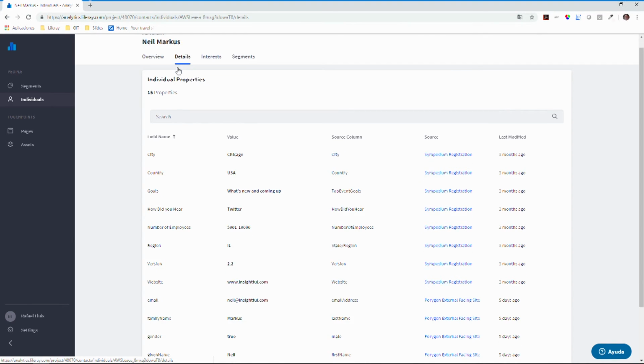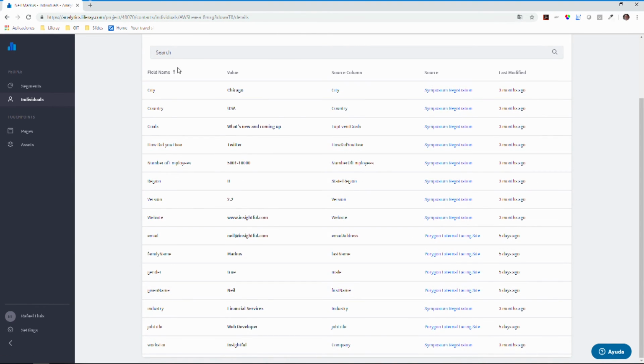Okay, so in this specific page, we'll see that we have different information. Some of that information comes from the site, because when this user logged in, he registered in the site, he provided me this kind of information. But some other information comes from a CSV that I have as a data source. Okay, remember that we can mix and have a single customer view of people.